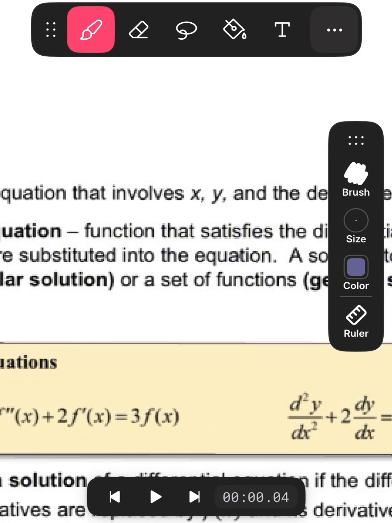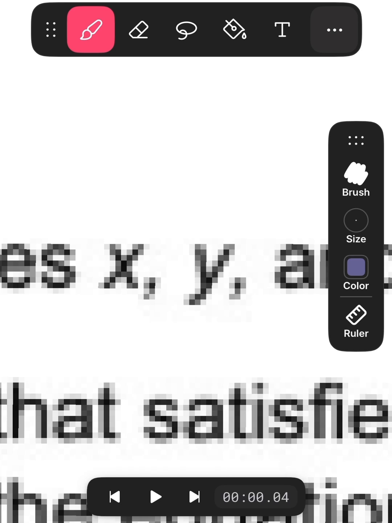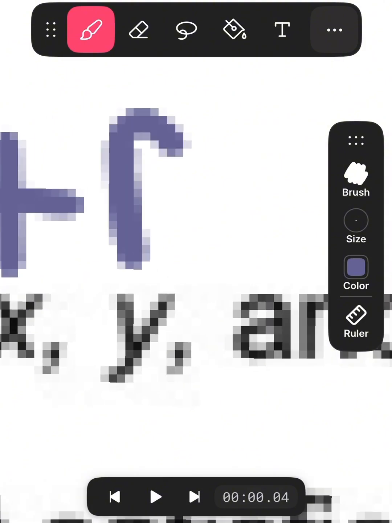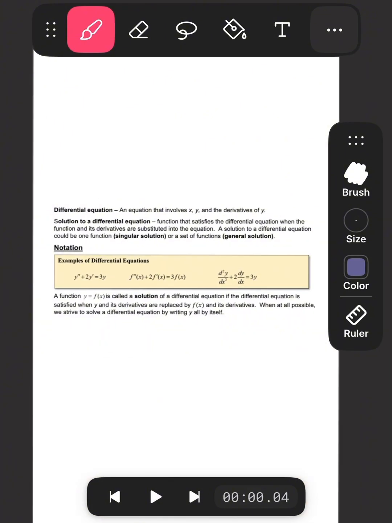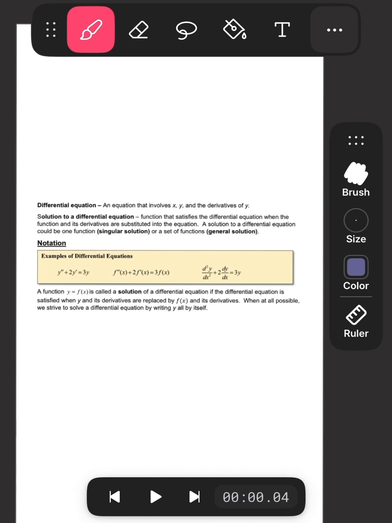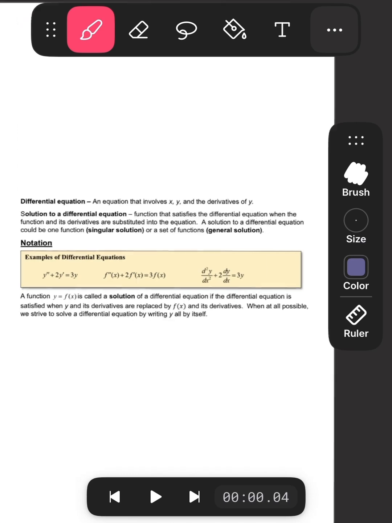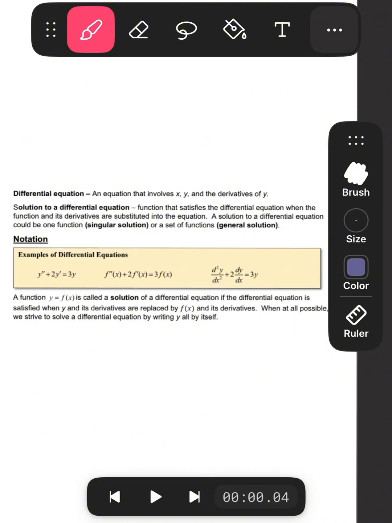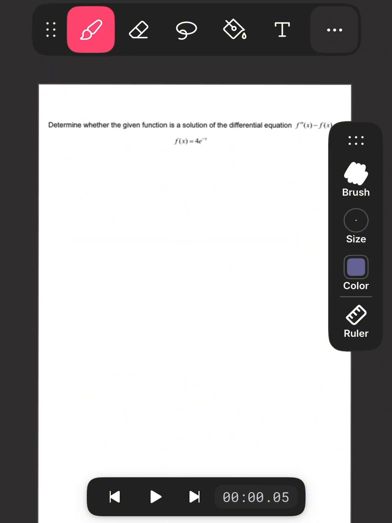I want to make note of the fact that x and y are not necessarily referring to those variables. It just means an independent and a dependent variable. So this could be t and this could be p, you never know. But a differential equation is basically an equation that involves derivatives. The solution to a differential equation is a function that satisfies the differential equation when the function and its derivatives are substituted into the equation. I'm going to go back to the idea of general solutions when we actually start solving these, but while we're just overviewing them, I'm going to move into an example.